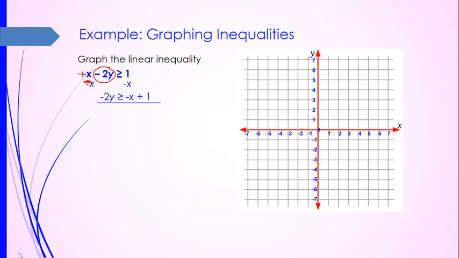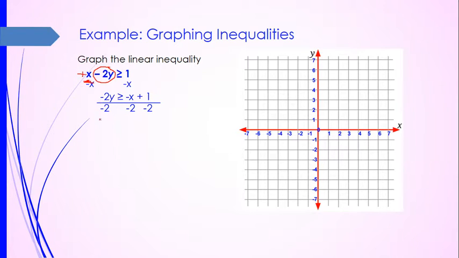So now the next step is to isolate the y by dividing everything by negative 2. Once I do this, what should I do with the inequality symbol? Does it stay greater than or equal to, or should I flip it to less than or equal to? The way I decide, or the way that you should have decided, is to ask yourself, what did you do to get the y by itself? Did you multiply or divide by a negative?